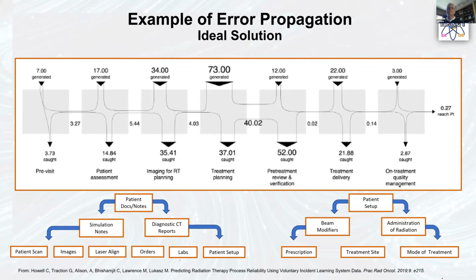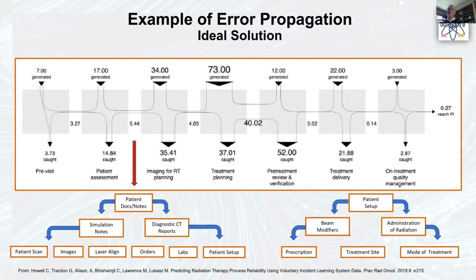This may not work. So if you look on the very top, you're going to see 7.0. This is an error generated. And then you see at the bottom, 3.73, this is an error caught. So this is a study that shows in this one category called pre-visit, that's where the patient comes in to be reviewed by the physician and nurse for their treatment. They had 7 errors and they only caught 3.7. But then what happened to the remaining errors? Well, they got through the system.